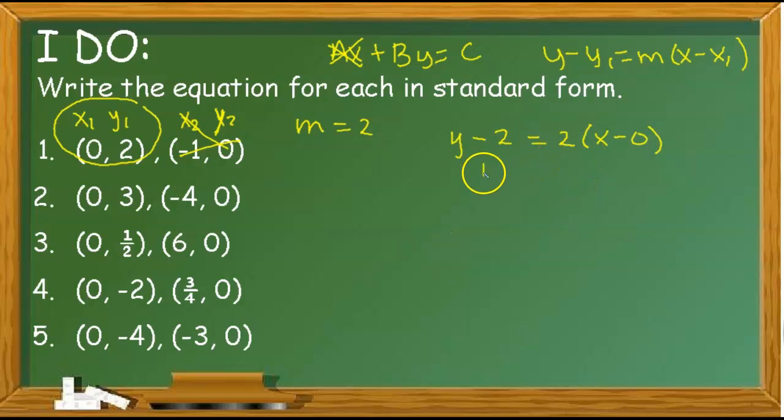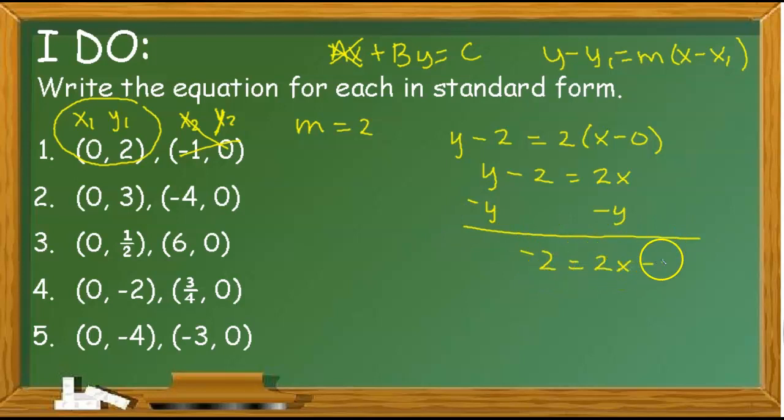Again, I want this in standard form, so I'm going to distribute that. 2 times 0 is just 0. We know that. And so, again, in standard form, the x and the y are on the same side, so it is the y I need to move. That looks to be in standard form except it's flipped. So you really do need to get in the habit of flipping it just so that it is in standard form. So that is my answer.